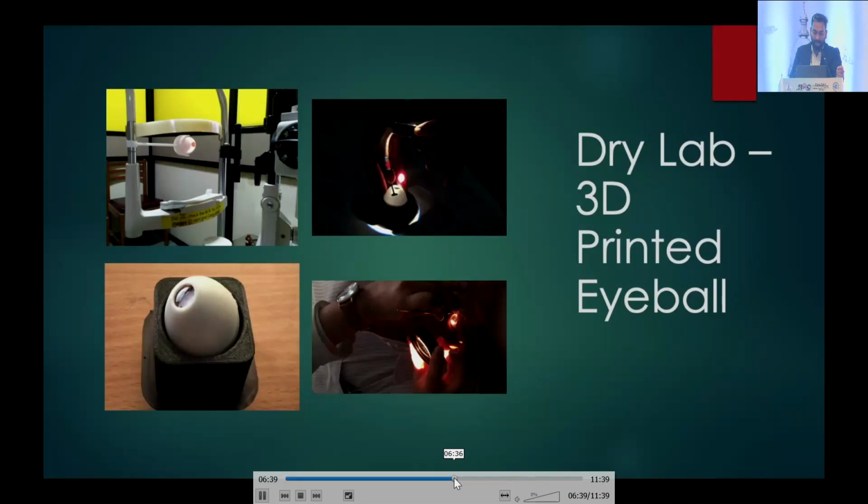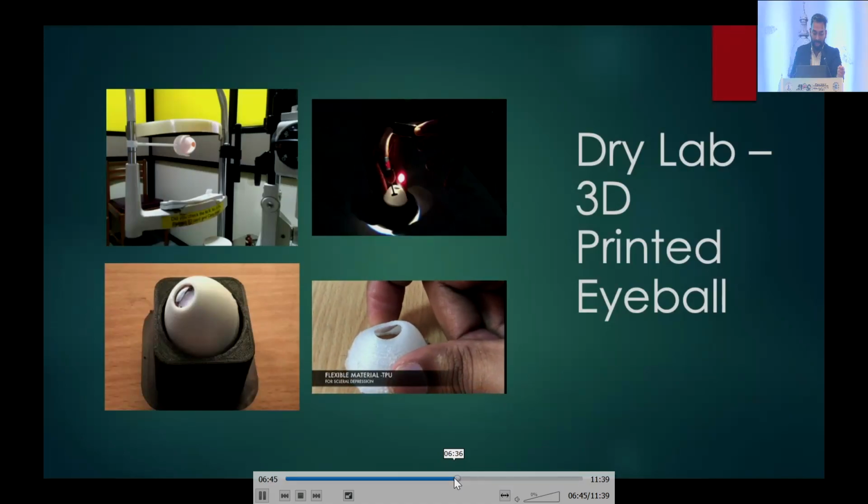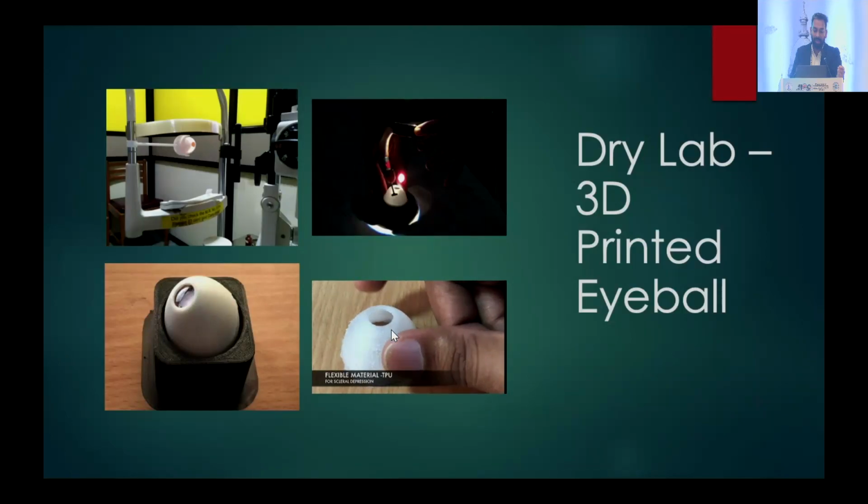And this is also a dry lab 3D printed eyeball which you can use for indirect ophthalmoscopy. You can use it for indentation. You can see how the material can be used for indentation over here. Also, it can be used for teaching lasers to the trainees.